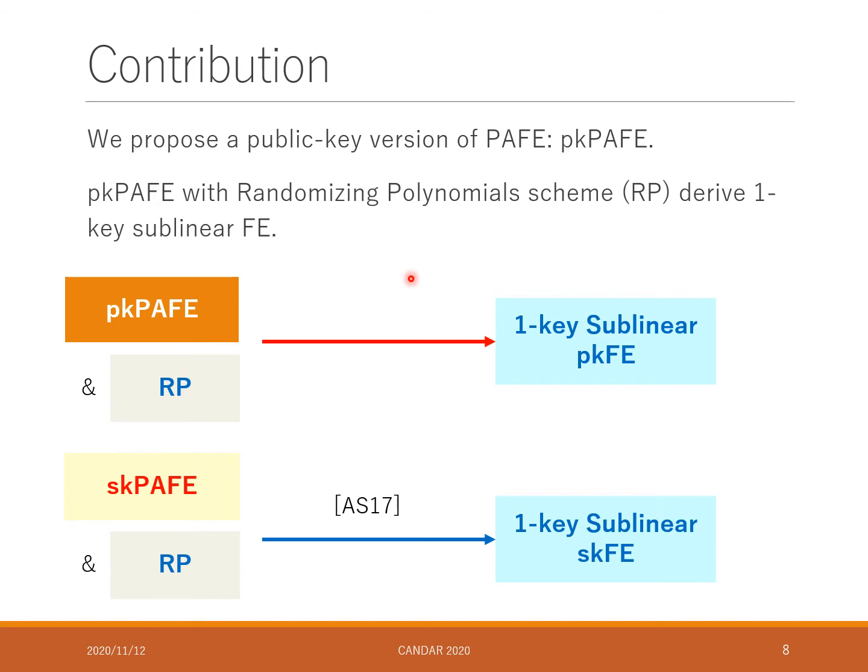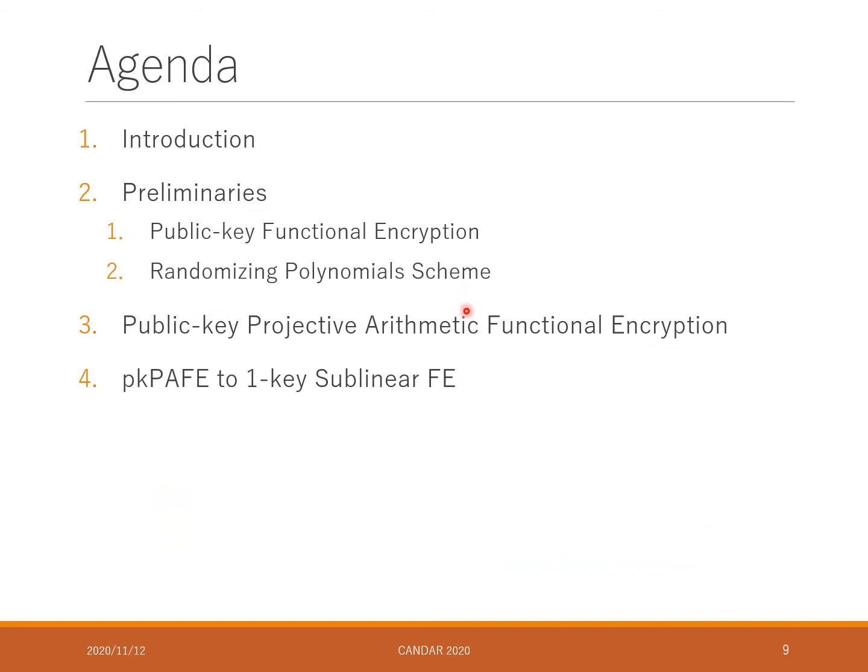Okay, this slide shows the summary of our contribution. In this paper, we propose a public key version of PAFE, PKPAFE, and PKPAFE with a randomizing polynomial scheme RP derives single key sublinear functional encryption. This is a public key case of the result by AS17.